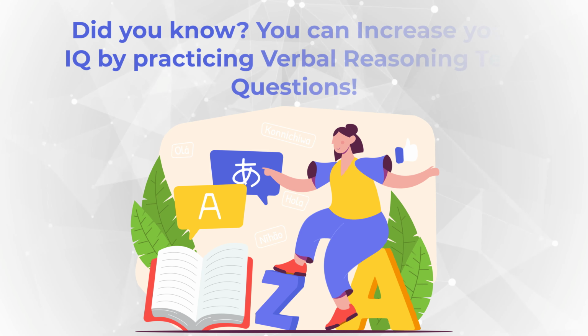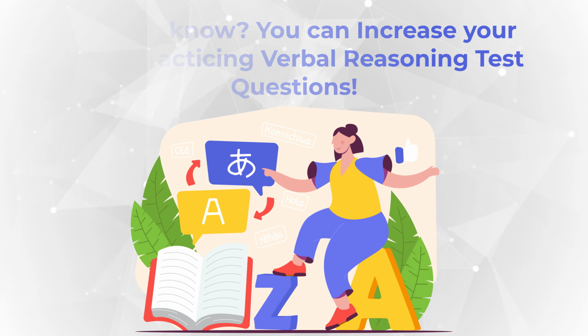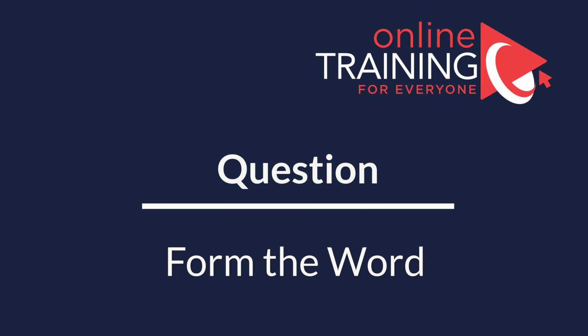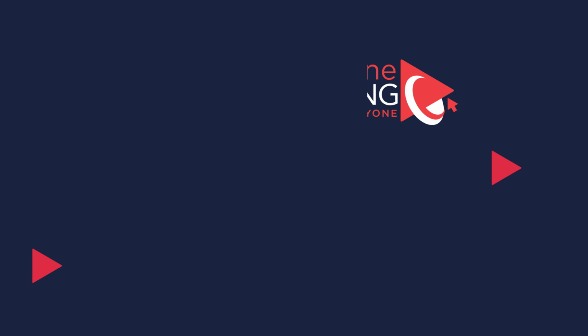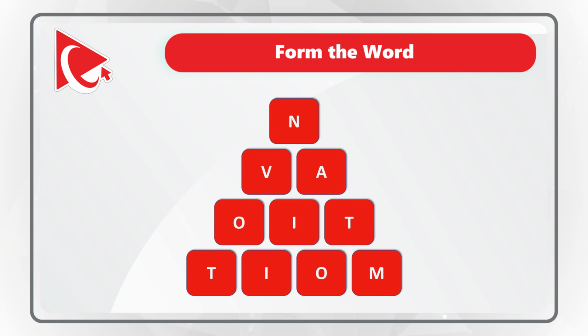Practicing questions like this not just helps you increase your English dictionary, but also increases your IQ. One of the very hard challenges is forming the words using a certain number of letters of the English alphabet. In this question, you're presented with 10 letters, and you need to form the word using all the letters only once. The letters are N, V, A, O, I, T, T, I, O, M.